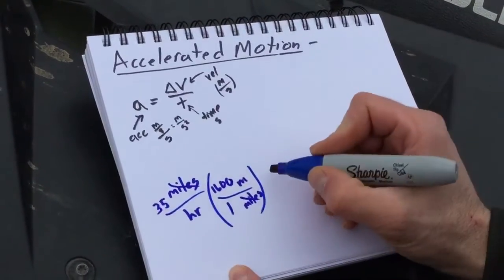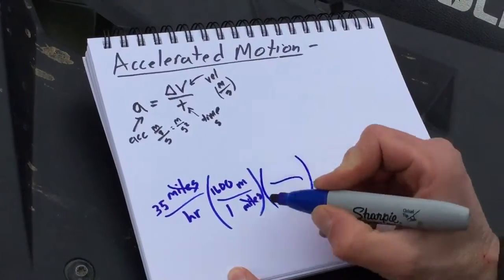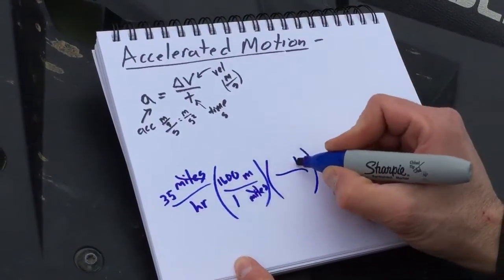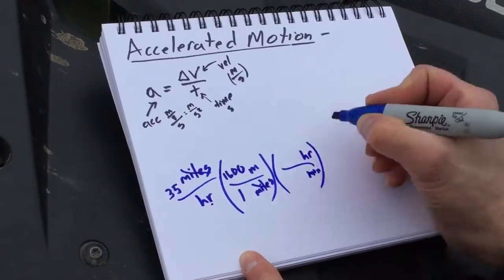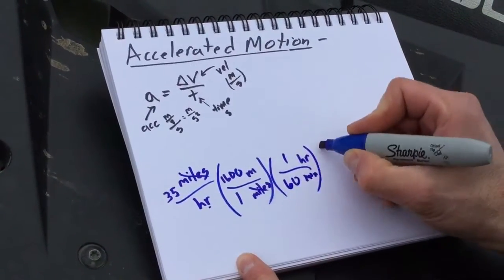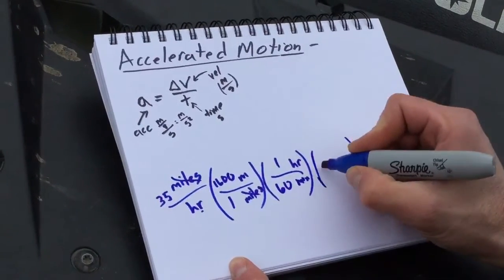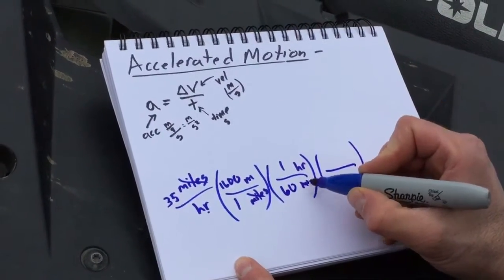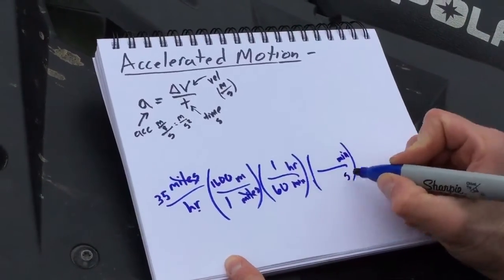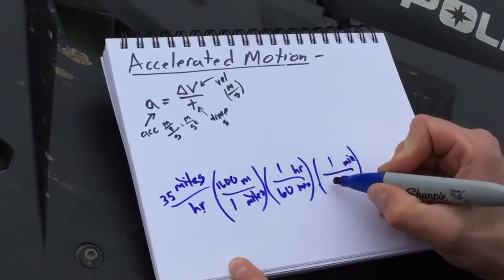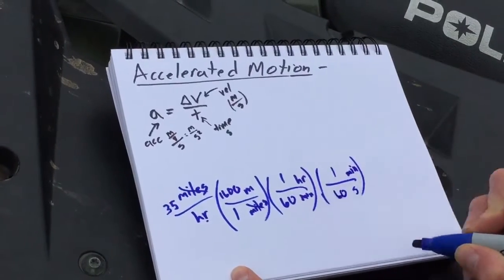Great. Now we just need to take care of our hours. Hours is on the bottom, so we need to cancel that, bottom to top. Hours is going to go to minutes first. So in 1 hour there are 60 minutes. We're going to repeat that same process by taking our minutes, putting them on the top, so top to bottom cancellation, and changing that to seconds. So 1 minute being 60 seconds.